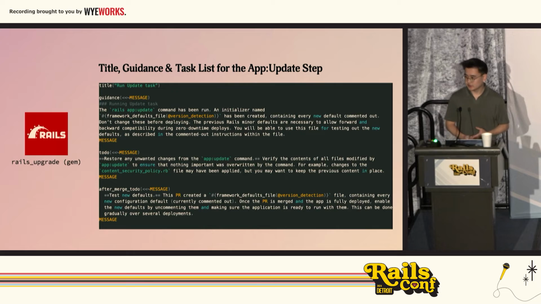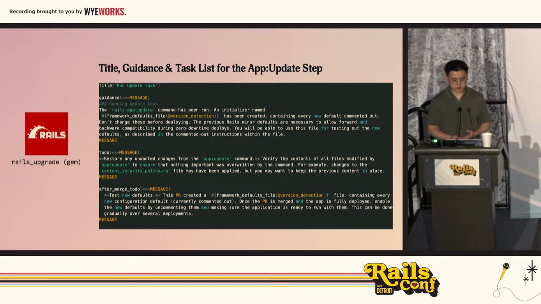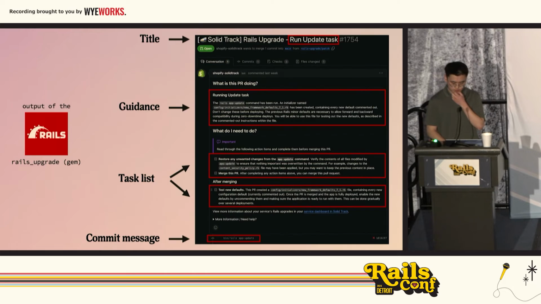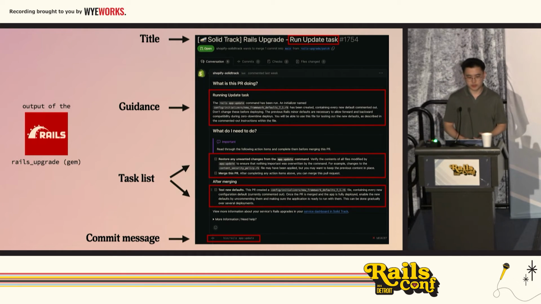Lastly, on top of each step creating atomic commits for the actions it performs, each step will also store a title, guidance, and task list for the steps that had run. For instance, this is the code that outputs the title, guidance, and task list for the run app update step. And this is what it looks like once translated into a PR by SolidTrack, which we will cover next.